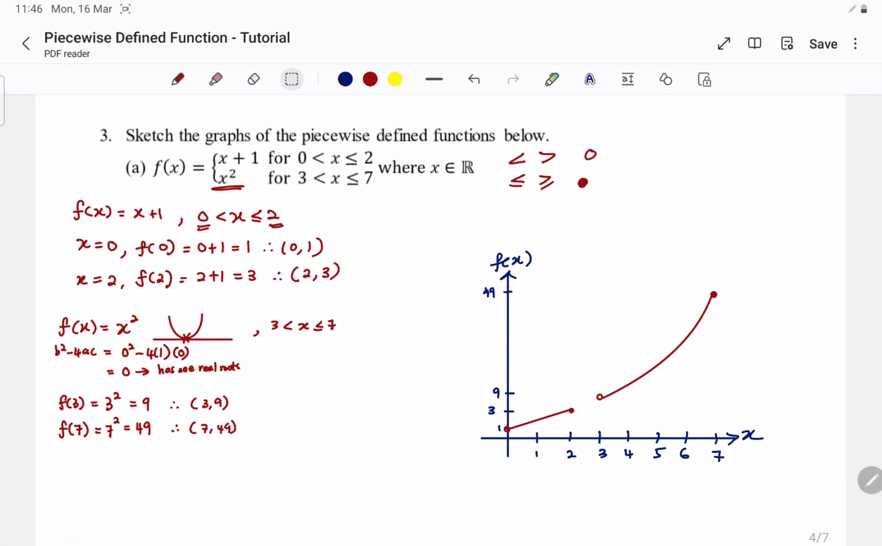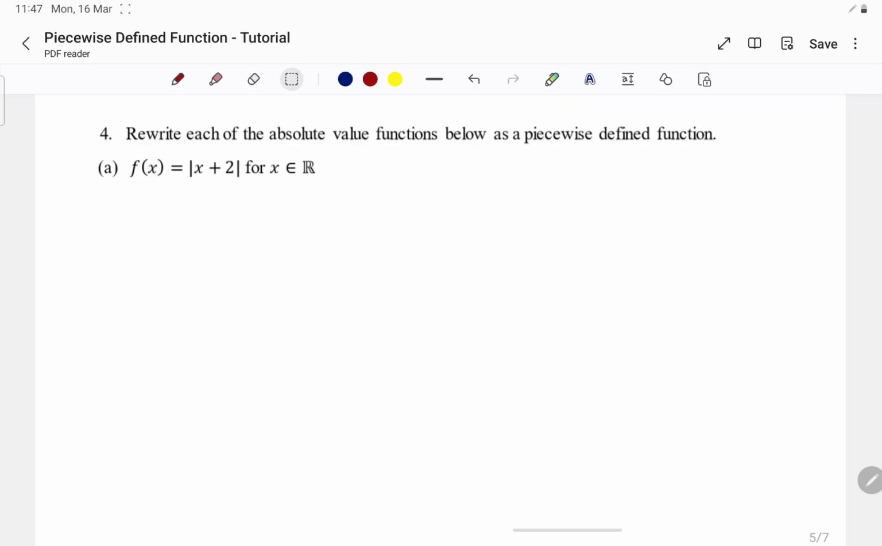So I want you to attempt question B. Okay, we proceed to question number 4. For question number 4, we write each of the absolute value functions below as a piecewise defined function.